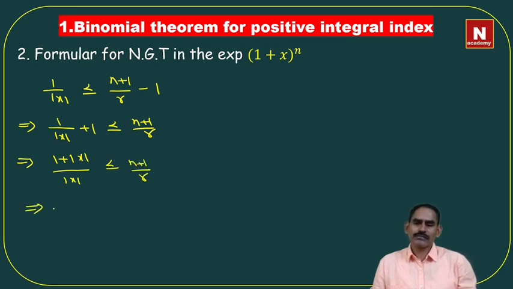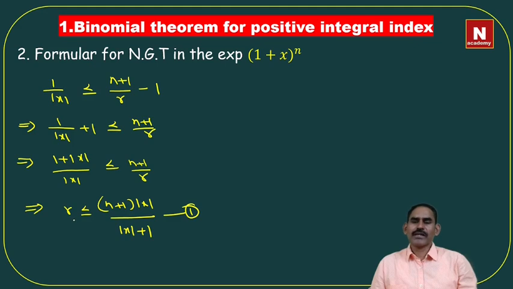This implies, by rewriting this step, r is less than or equal to (n plus 1) into modulus of x by (modulus of x plus 1). This is equation 1. By cross multiplying, I am writing this step. By case 1, I am getting r is less than or equal to (n plus 1) into modulus of x by (modulus of x plus 1).